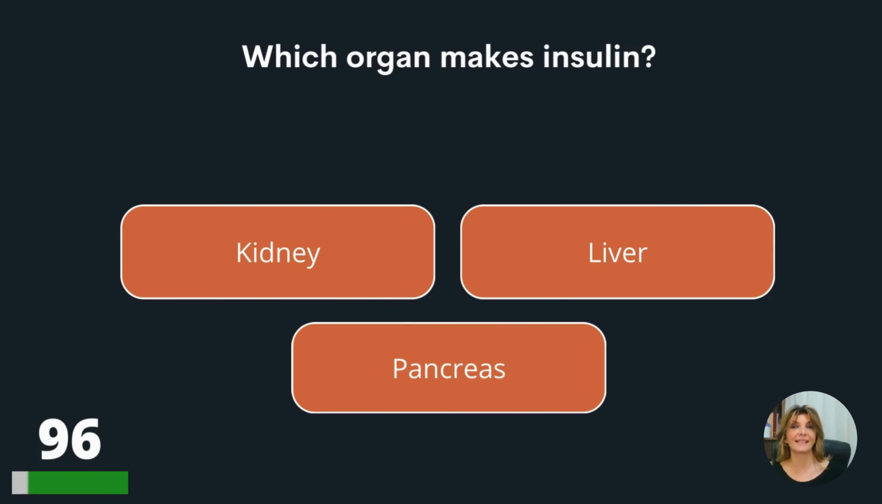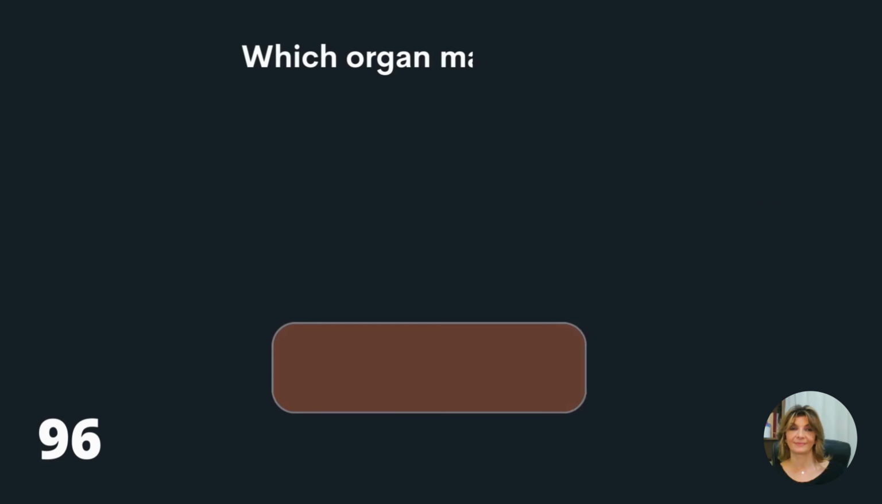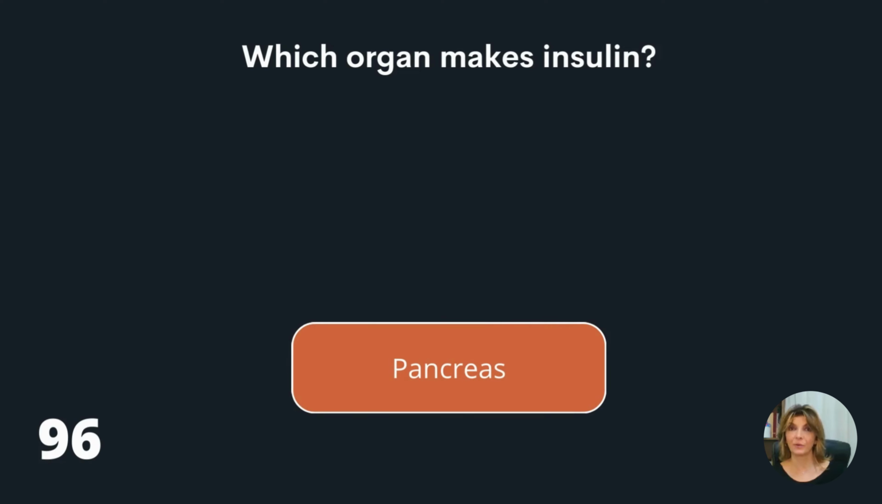Which organ makes insulin? Kidney, liver, or pancreas? The pancreas.